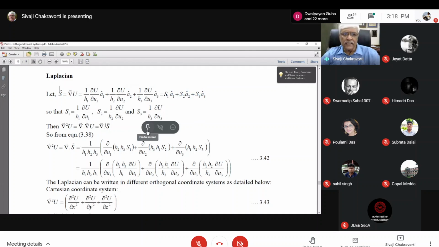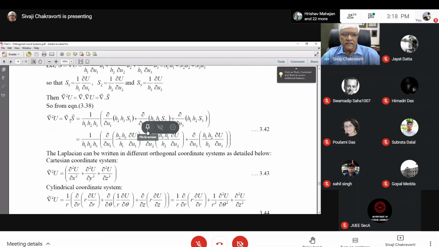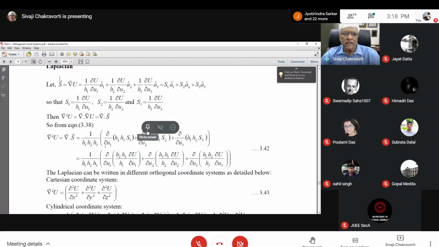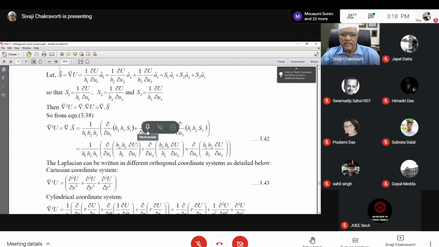So it can be written as del dot S. So del square u is del dot S. Now already we have this expression for the divergence, right? So we put it here. Then, instead of S1, because we want to write it in terms of u, that is the scalar function, we substitute this everywhere: S1, S2, S3 in equation 3.42. You substitute this, and then what you arrive at is this one.